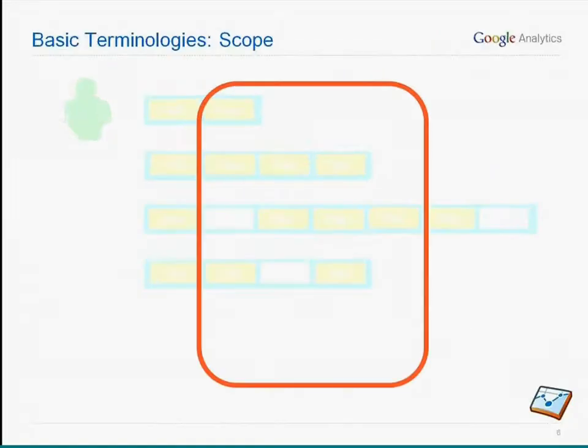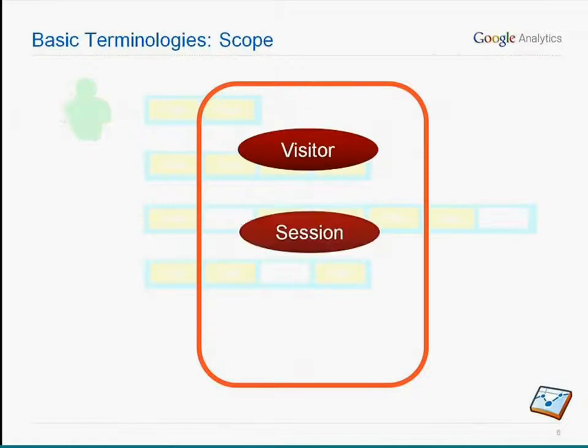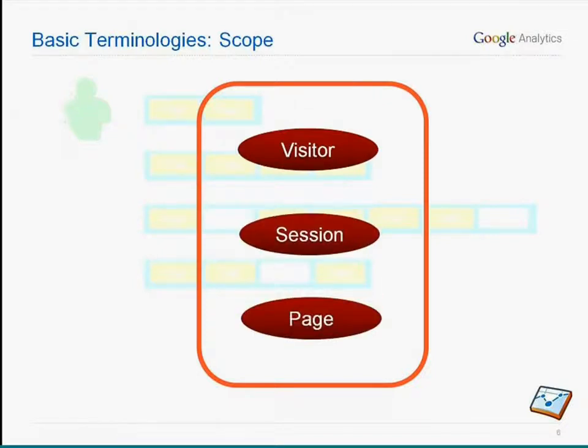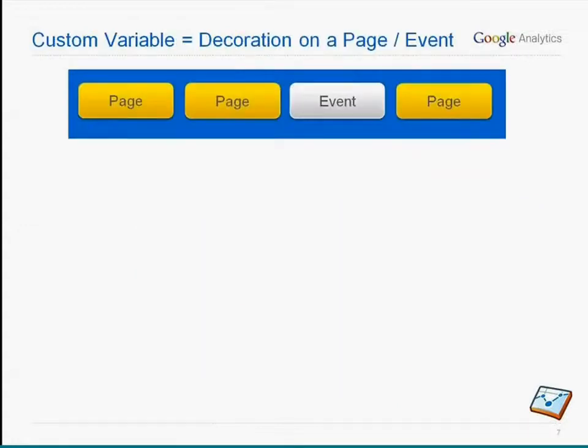So the three most important concepts here, very simple, very basic, but I want to make sure we are at least using the same terminology. There is a visitor that came into your site through multiple sessions. Each session has multiple pages. Okay, hopefully that's clear. So what is a custom variable?